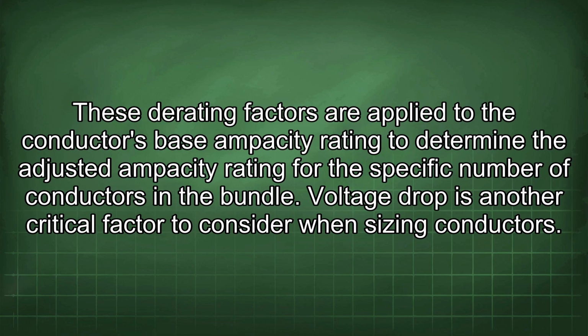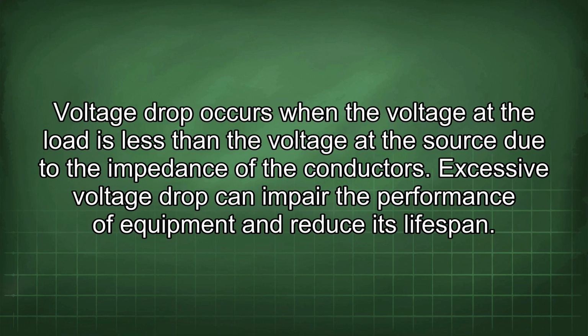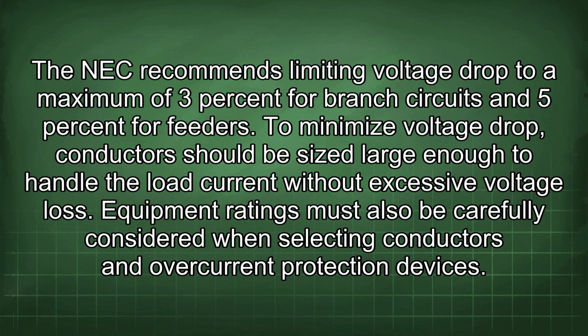Voltage drop is another critical factor to consider when sizing conductors. Voltage drop occurs when the voltage at the load is less than the voltage at the source due to the impedance of the conductors. Excessive voltage drop can impair the performance of equipment and reduce its lifespan. The NEC recommends limiting voltage drop to a maximum of 3% for branch circuits and 5% for feeders. To minimize voltage drop, conductors should be sized large enough to handle the load current without excessive voltage loss.